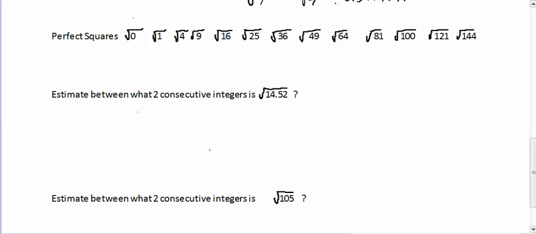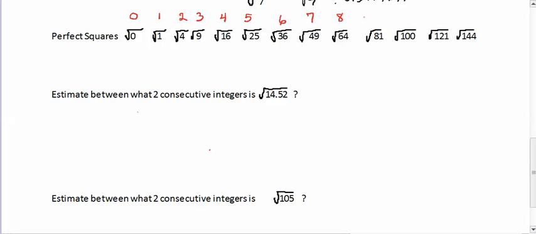Okay, so now, what's the square root of 0? 0. What's the square root of 1? 1. What's the square root of 4? 2. What's the square root of 9? 3. What's the square root of 16? 4. So the next one you think is going to be 5, right? Square root of 25? 5. Square root of 36? 6. The square root of 49? 7. The square root of 64?